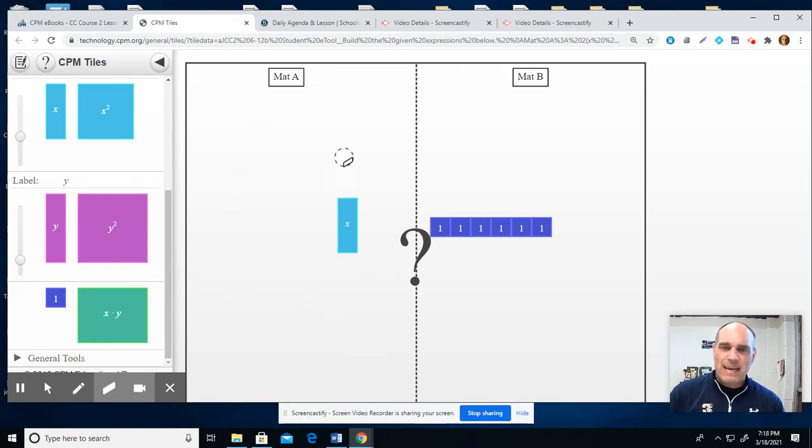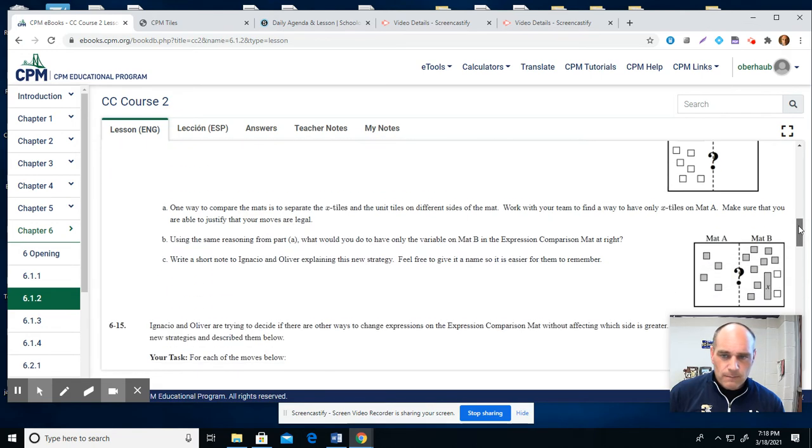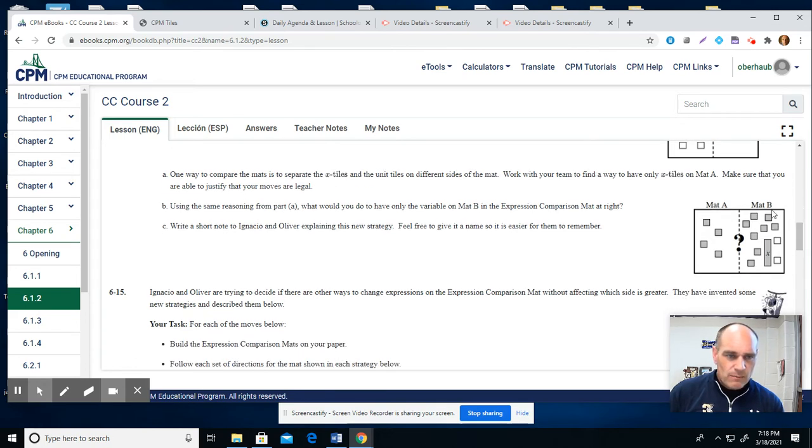And I did that by adding the same thing to both sides. All right. So now the question comes up. Let's see what we got here. Use the same reason from part A. How would you have only the variable on mat B? So now I'm going to use this right here, but I want to have only this variable on B.